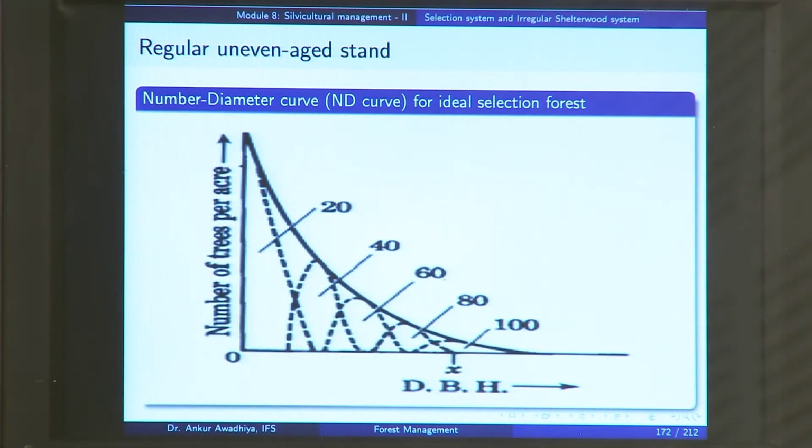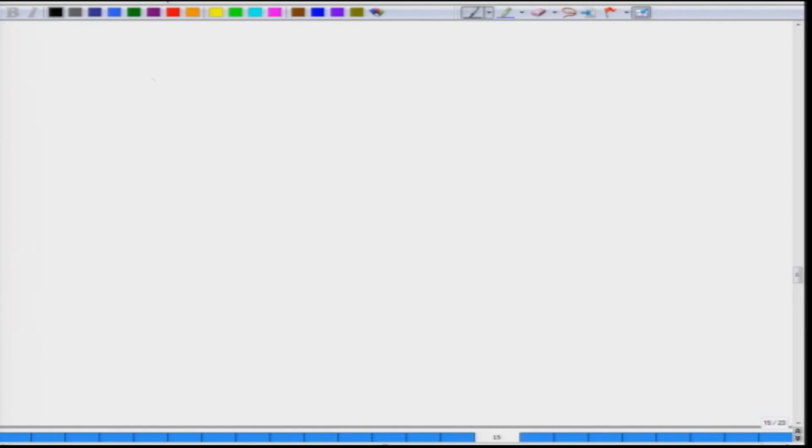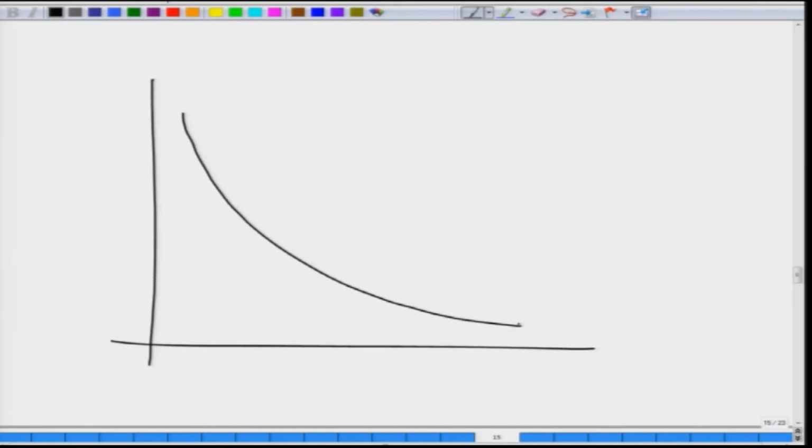If there were any deviations, so in the case of a selection forest, if there was any deviation, we performed such harvesting operations that it went back to the regular uneven aged forest. So, what we said there was that this is our ideal curve, and suppose your curve started to look like this. So, in that case you would fell off these trees and bring it back to a regular uneven aged stand. But in the case of the irregular Shelterwood system, you will not do that.